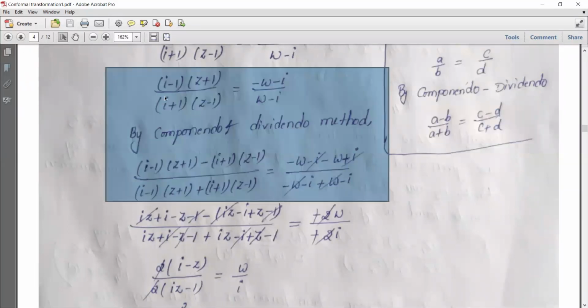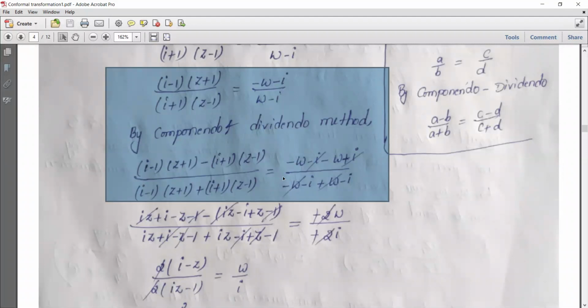So in the selected box of the first equation, the ratio is A by B is equal to C by D. For this ratio, I am applying the componendo dividendo rule. When you apply this rule, your ratio is equivalent to (i minus 1)(z plus 1) minus the denominator (i plus 1)(z minus 1), by again the numerator (i minus 1)(z plus 1) plus (i plus 1)(z minus 1), which is equal to the RHS.